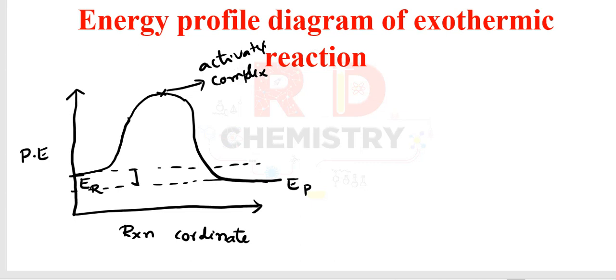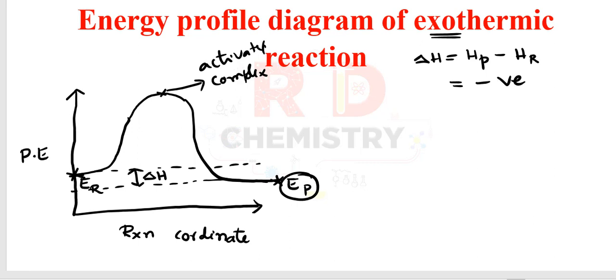And this difference is known as delta H, the enthalpy of the reaction. Remember, enthalpy of the reaction. Generally, enthalpy of the reaction is equal to enthalpy of the products minus enthalpy of the reactant. In the exothermic reaction, if you see properly, the energy of the product is actually less compared to that of the reactant. Correct? So therefore, energy of the reactant is more, so it should be a negative quantity.